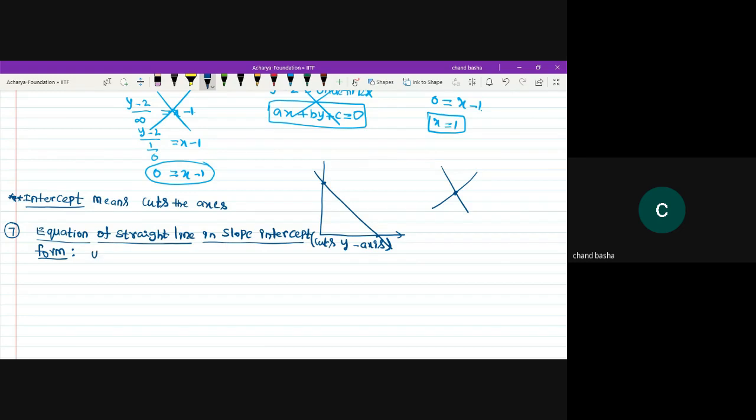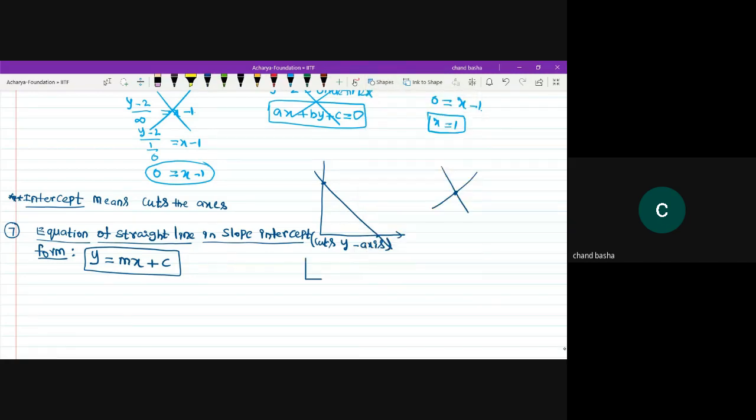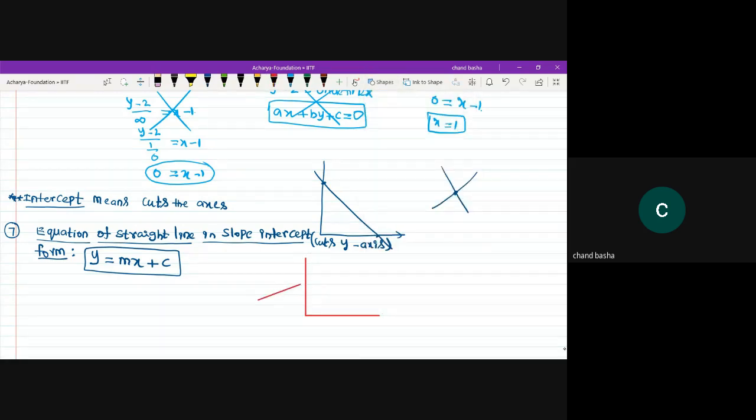That is y is equal to mx plus c. Let us see what it means. What is meant by m? What is meant by c? Let us see here, guys. I can take the coordinate system, and after that, one line is there. That line cuts the y-axis at this point.